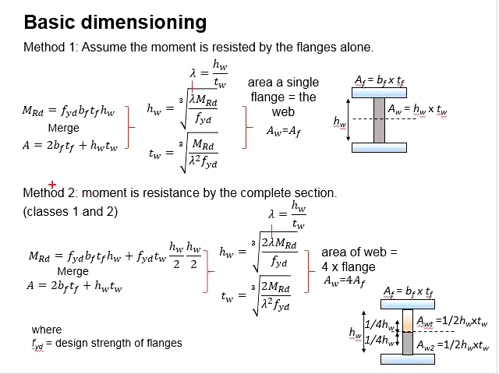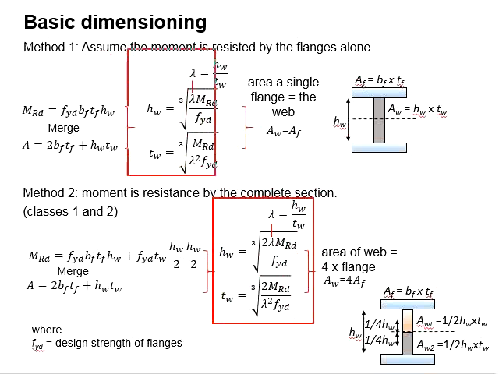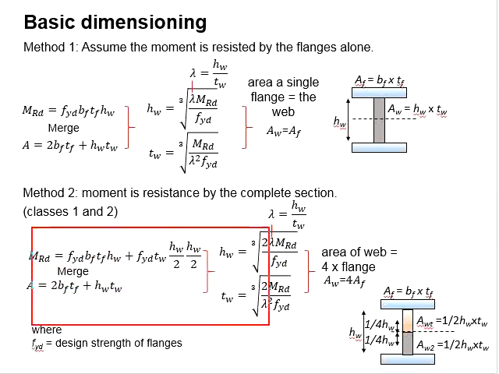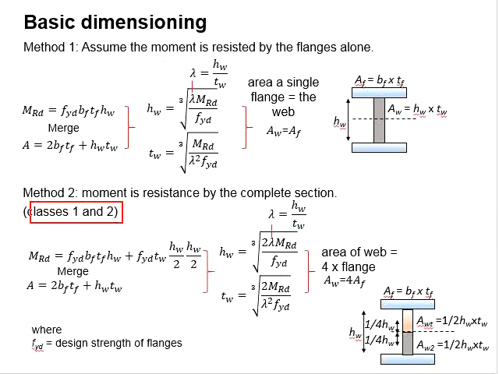As for the second method, the moment resistance contributed by the web, which is these sections, is also taken into consideration. Because of that, the estimated HW and TW will be slightly different from method 1. This eventually leads to a condition where the area of the web is about 4 times the area of the flange. Bear in mind that the equations given here are meant for class 1 and class 2. The FYD here represents the design strength of the flange.